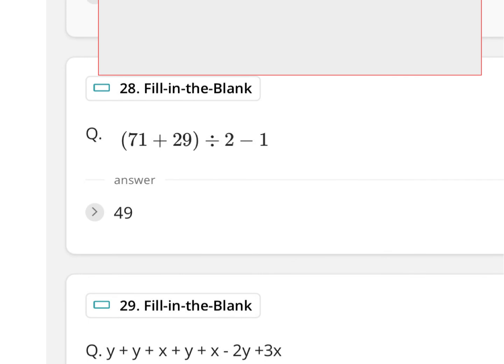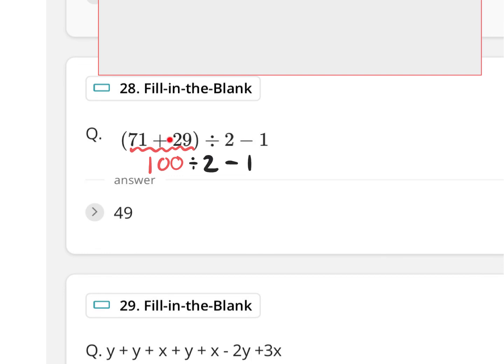we're supposed to do. Again, PEMDAS is the correct order of operations. So P is for parentheses, and we do have parentheses here. Let's begin with 71 plus 29. That happens to be 100, okay? So 71 plus 29, that is 100. I'm going to bring everything else down, the division, the 2, and the minus and the 1.